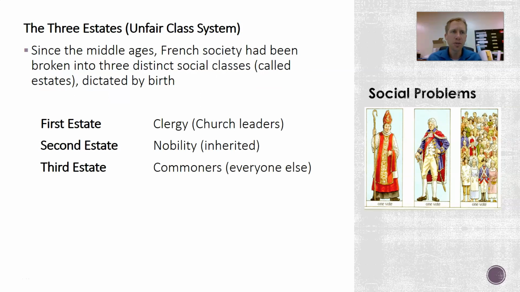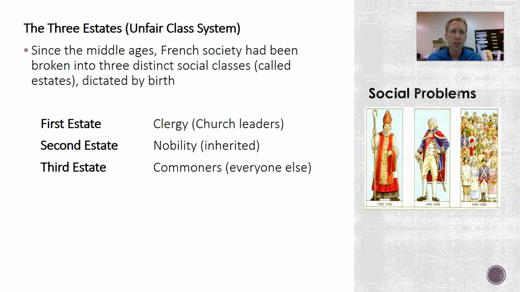So you have the three estates, which is the unfair class system. You have the First Estate, which is the church officials, the clergy, which is the Roman Catholic Church. Almost all of France at this time belongs to the Roman Catholic Church. The Protestant Reformation really had not reached France the way it did in England and Germany and some of these countries we talked about while we talked about the Reformation.